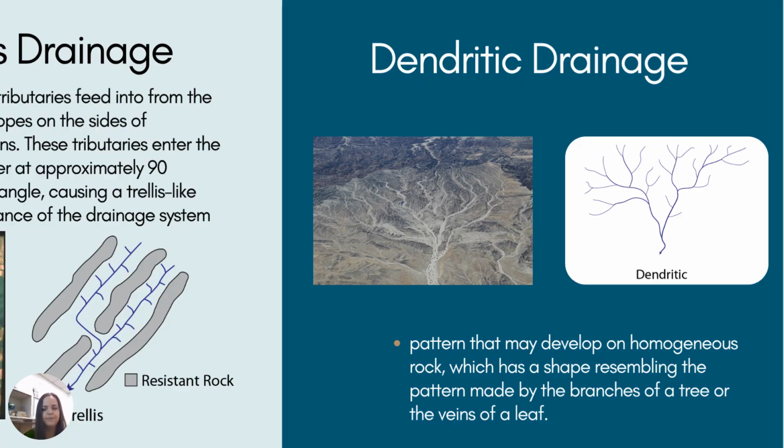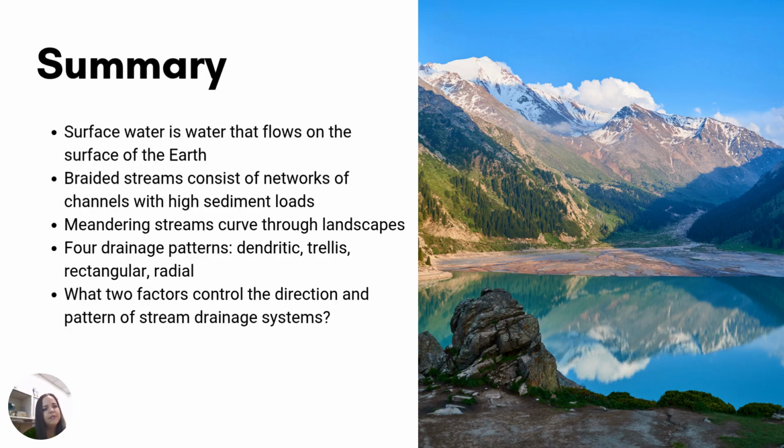So in summary for this video, surface water is water that flows on the surface of the earth. Braided streams are one type of stream that have a network of channels with high sediment load. Meandering streams curve through landscapes. We saw the point bar and cut bank and how an oxbow lake is formed. We have 4 drainage patterns: dendritic, trellis, rectangular, and radial. And then in your notes, I want you to answer this question: what 2 factors control the direction and pattern of stream drainage systems? All right, I'll see you guys in the next video.